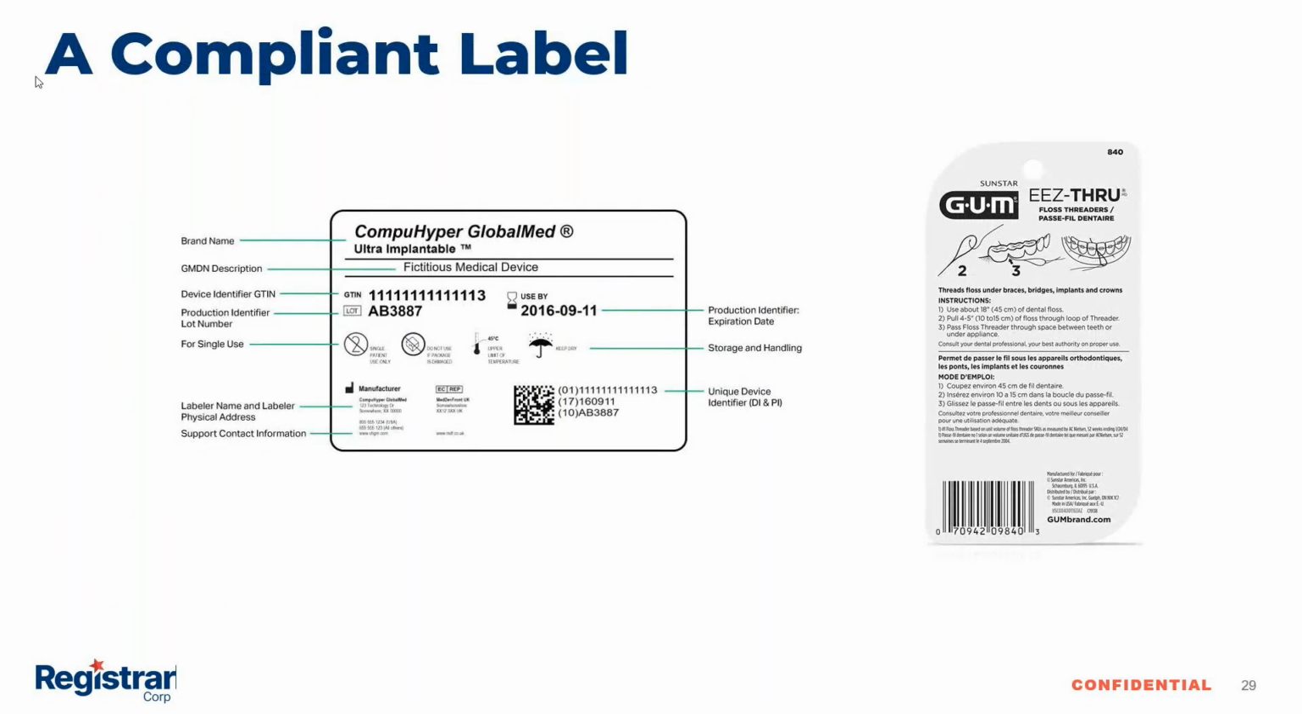So this is just an example of a compliant label. I believe this is a dental floss on the right hand side. That is an example of a label.